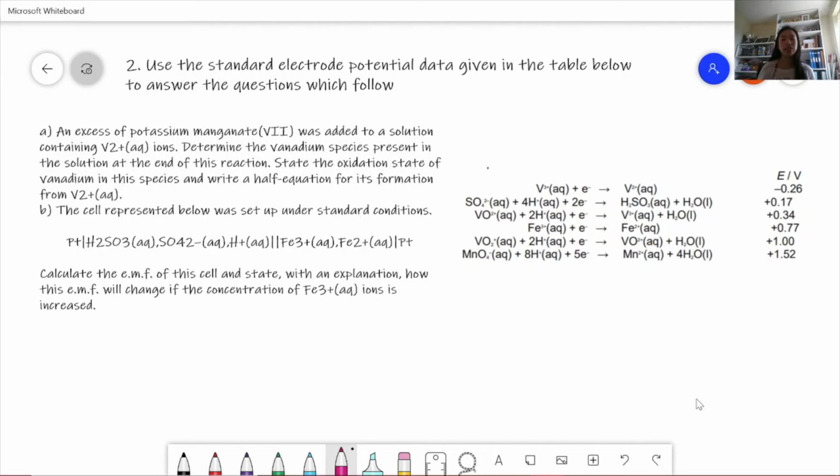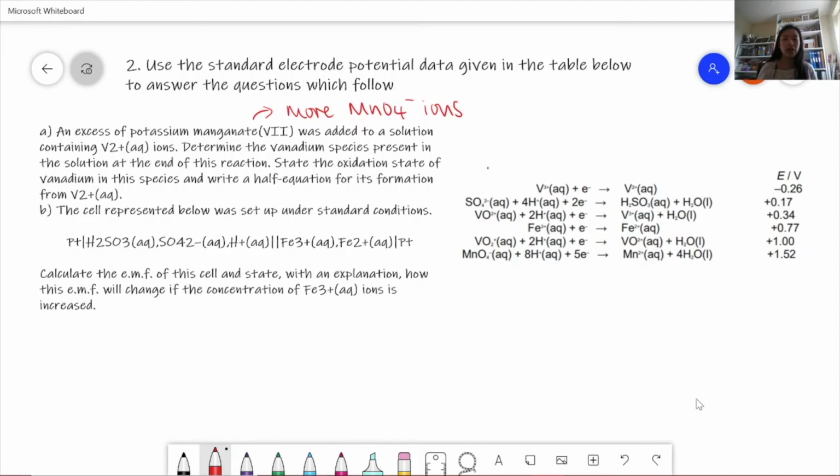Use the standard electrode potential data given in the table below to answer the questions which follow. For A, an excess of potassium manganate was added to a solution containing V2+ ions. Determine the vanadium species present in the solution at the end of this reaction, state the oxidation state of vanadium in this species and write a half equation for its formation from V2+. Okay, so if we add more potassium manganate, that means we're adding more MnO4- ions.